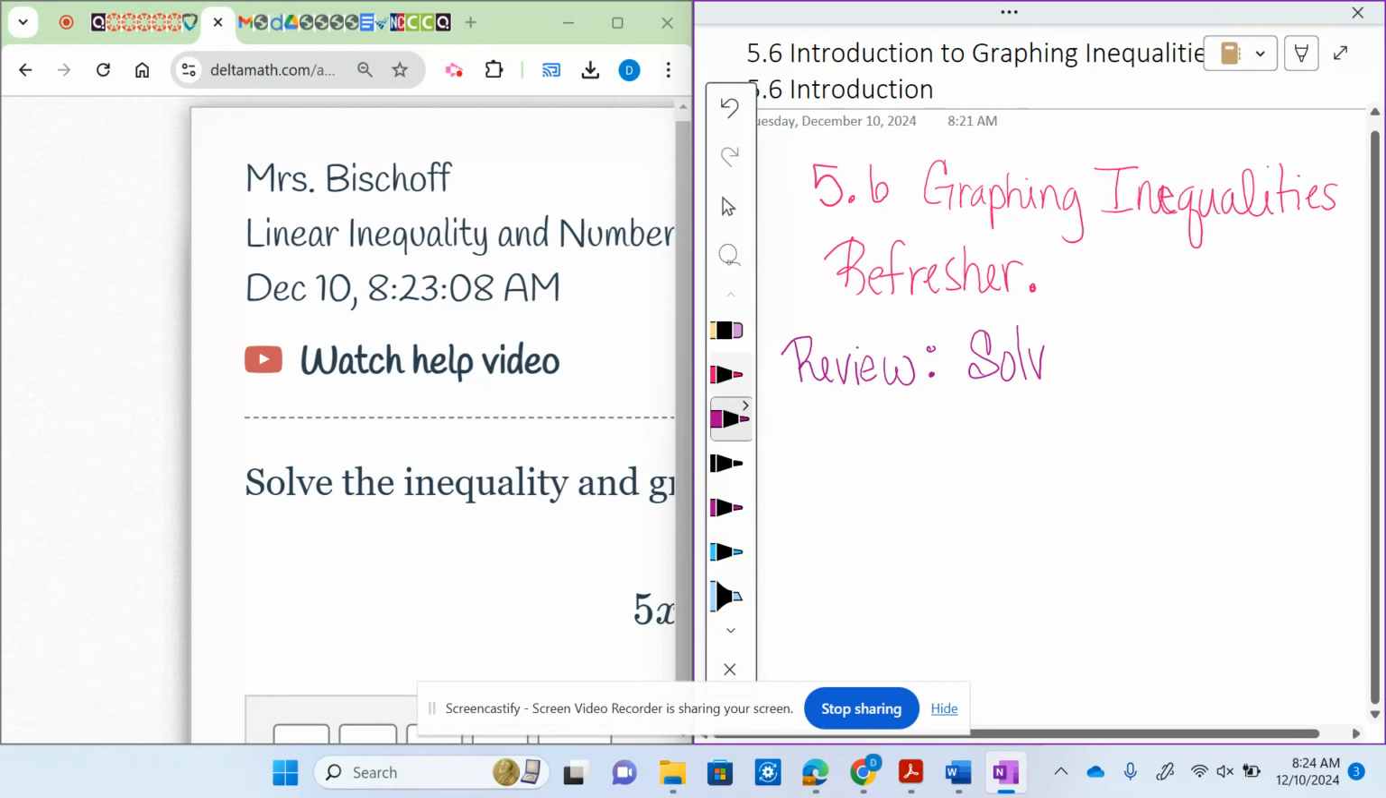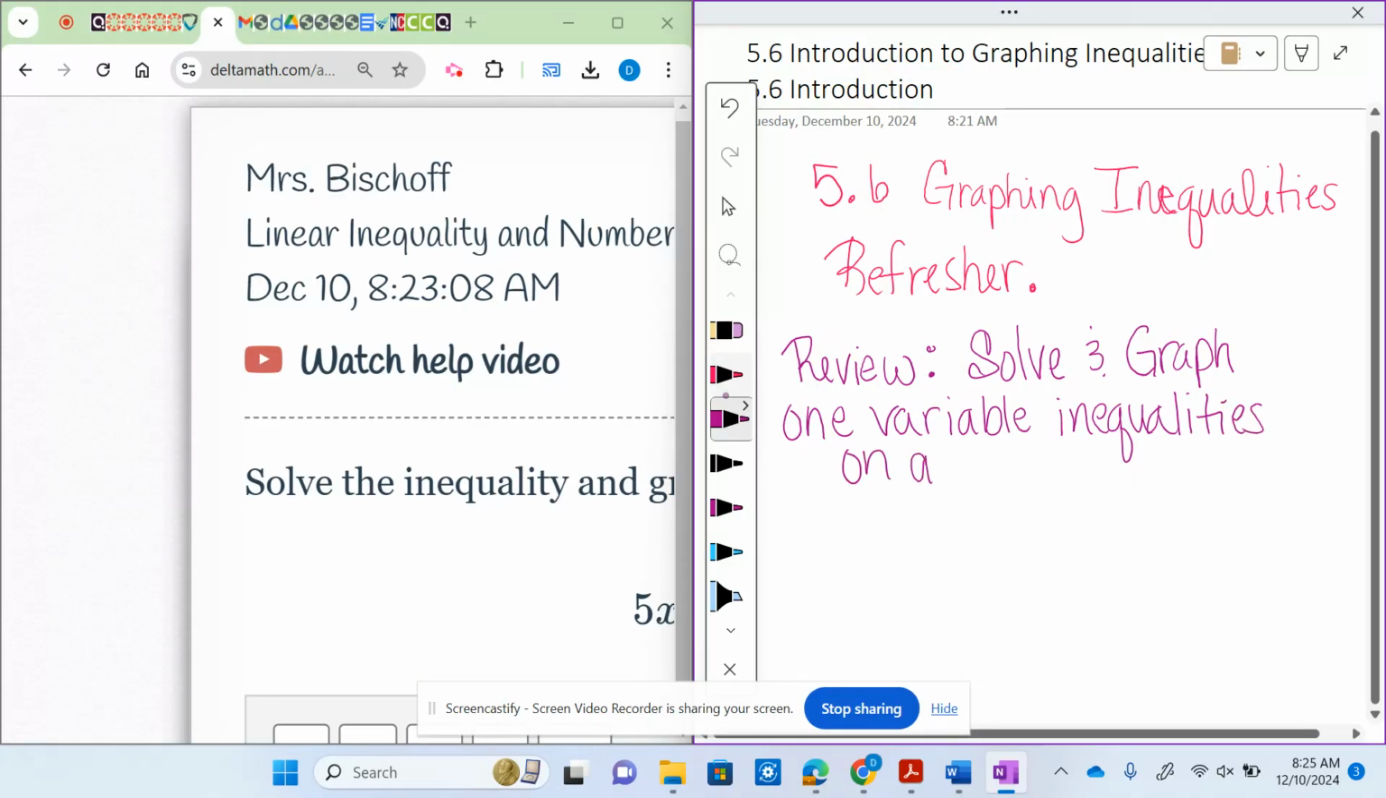So the first thing that we're going to do is solve and graph one variable inequalities on a number line. So these are one variable inequalities. We're going to solve them and graph them.